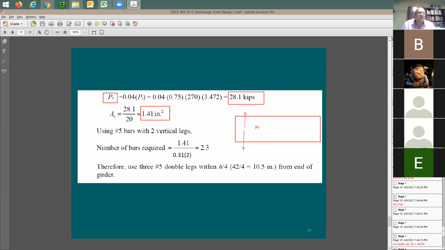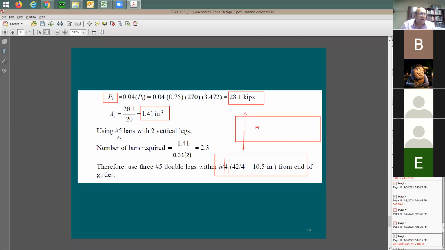Now, how would I put the stirrups? Here's the beam again. The stirrups are going to be like this. It's going to be a few of them, not just one. Right? A few stirrups. At each one of them, you're going to be cutting 2 legs of the stirrup.